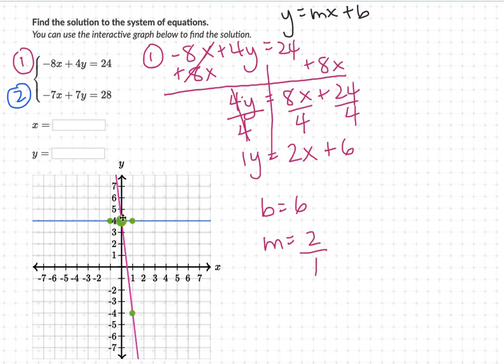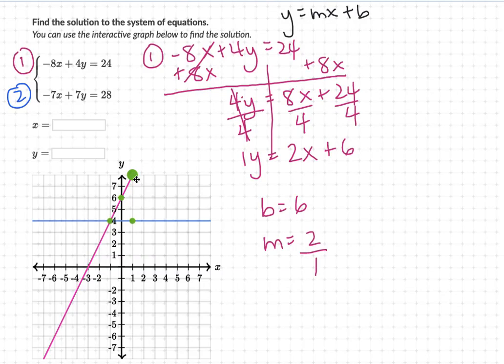That is 6 as our y-intercept, and it's going to go up 2 and over 1. So it's going to be this point right here. Let's see if it even lets me do that. Yes, it does. So again, the y-intercept is 6, and the slope is up 2 and over 1.